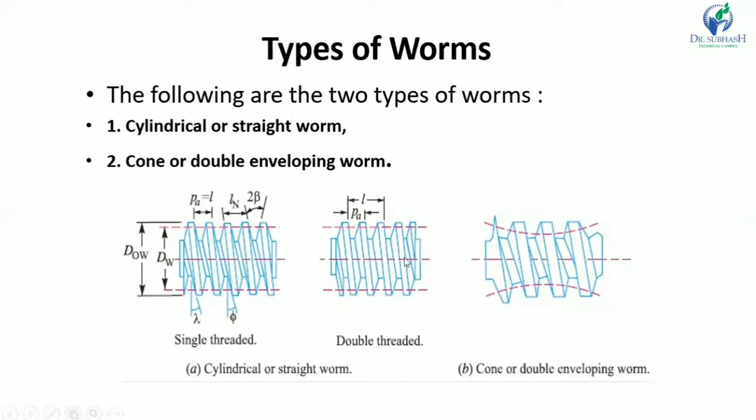Then the second one is the cone or double enveloping worm. It is used to some extent, but it requires extremely accurate alignment.